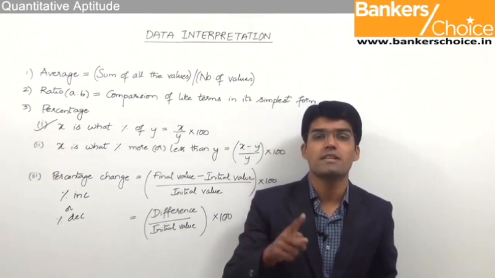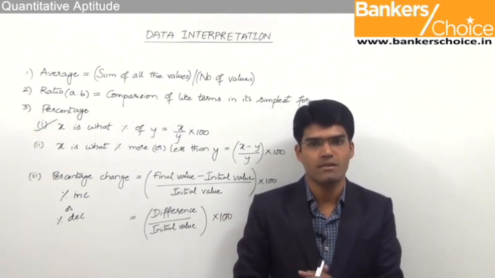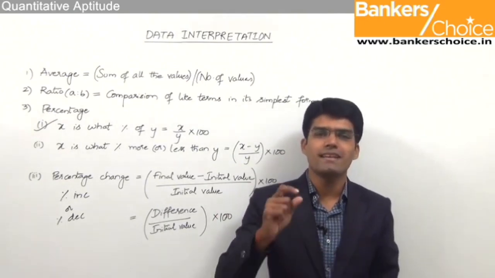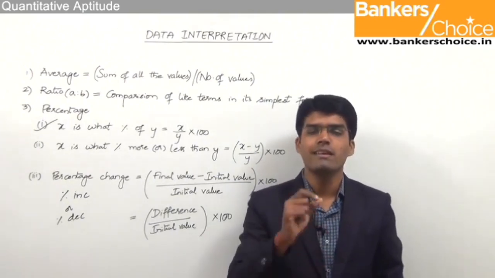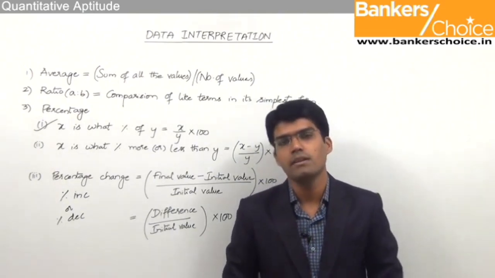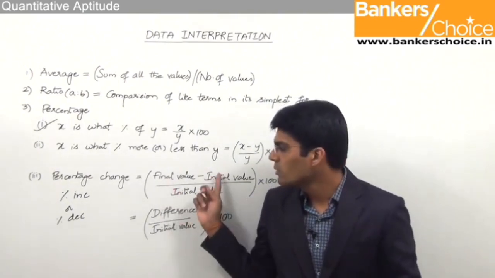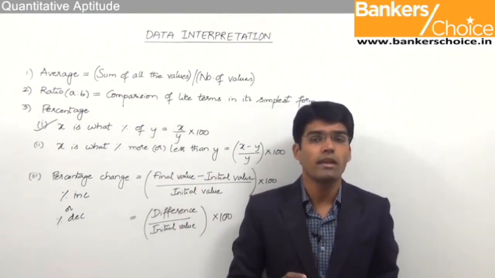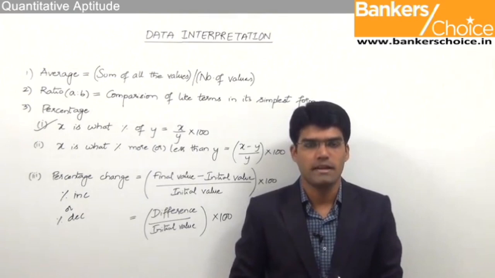So change should be with respect to the previous year when nothing has been specified. So the previous year will be 2012. So the final value can be taken as the value in the year 2013 and the initial value should be taken as the value in 2012. And by taking those in the formula here, we can find out the answer. So that's the second model where only 1 year is specified.